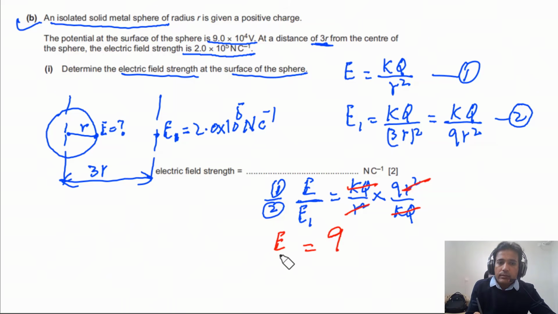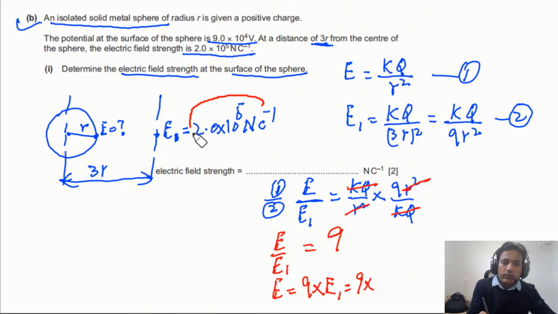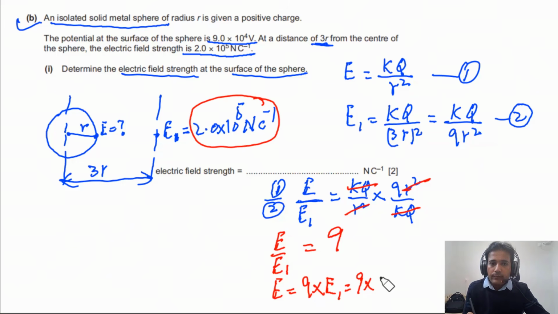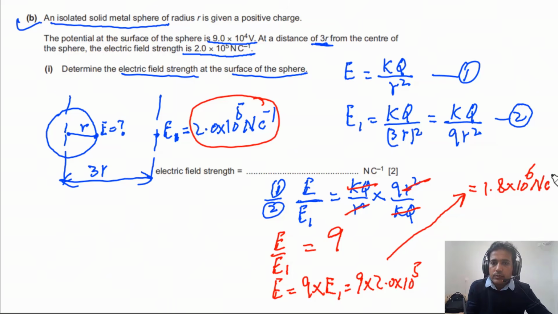And here we have E divided by E1. So what we need to find out is E. So this is 9 times E1, and the value of E1 is given to us. So just multiply. We have 2.0 times 10 to 5. Now if we solve this, we get 2 times 9, 18. So this is 1.8 times 10 to 6 newtons per coulomb. So this is our final answer.